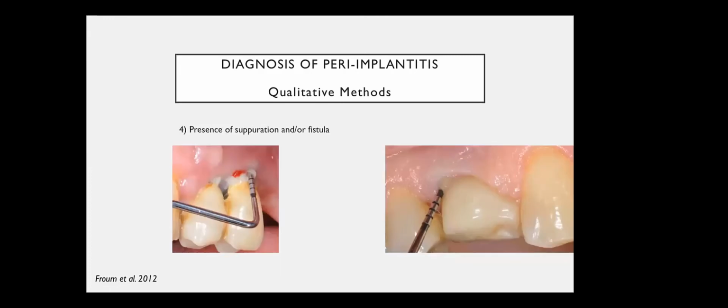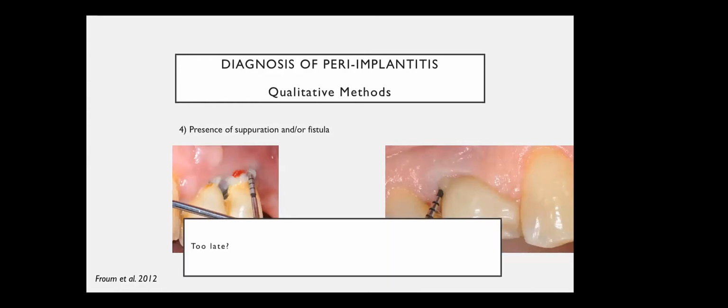And then lastly, we've got the presence of suppuration and/or a fistula. So basically pus coming out of the pocket. Now, in my opinion, it's too late. If a patient's having pus coming out of their pocket, then there's a lot of problems going on here and a lot of treatment has to be done. And the idea is to not get to this stage ever. You don't want to have this type of problem.